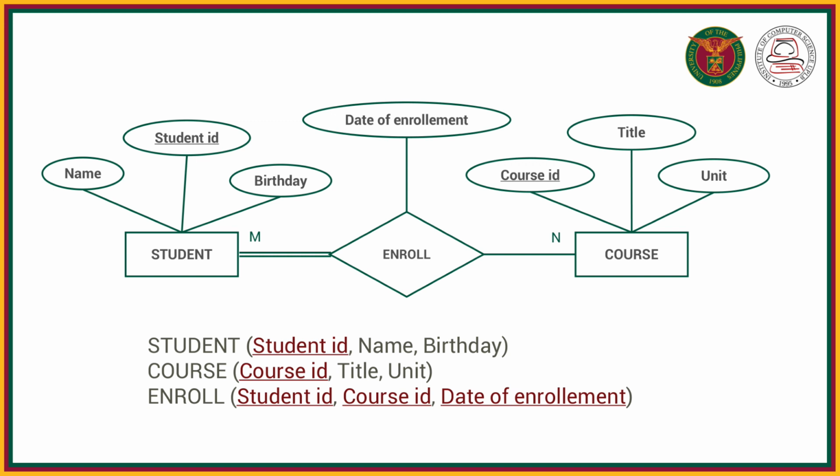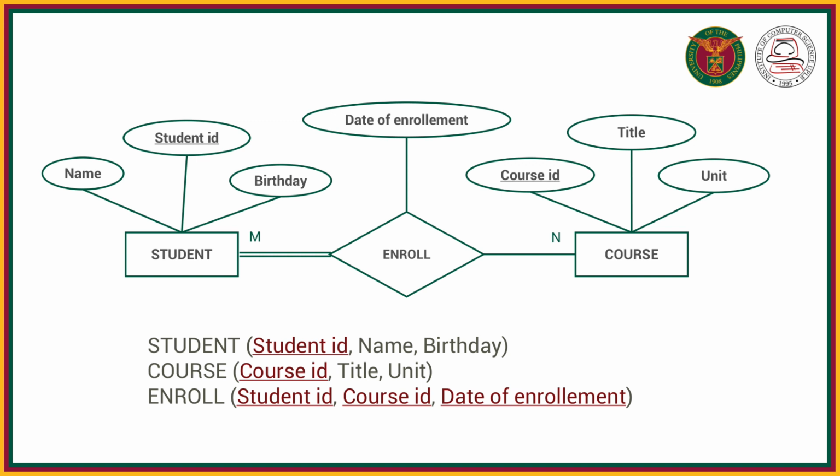In this example, we have student enrolled in a course. And a student has a name, student ID, and birthday, and a course has course ID, title, and unit. And then, ang ating relationship type is enroll. And meron tayong attribute sa relationship na ito. We have date of enrollment. For the cardinality, this is a many-to-many.